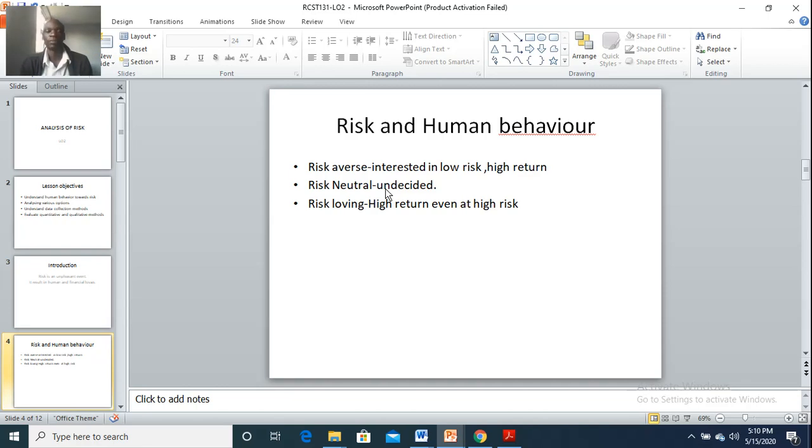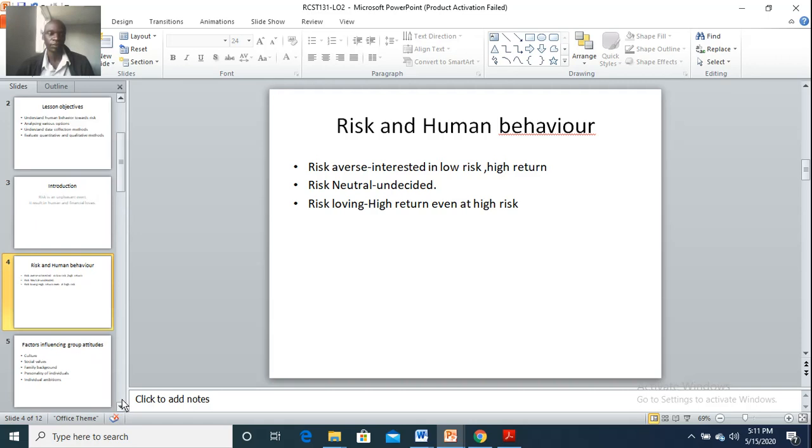Risk neutral. Then risk loving. There are people who don't care whether there is high risk, as long as there is high return, they don't care about the amount of risk. So we call them risk loving. So those are the behaviors which we find in individuals. So are you risk averse, risk neutral, or risk loving? Normally they say high risk, high return.